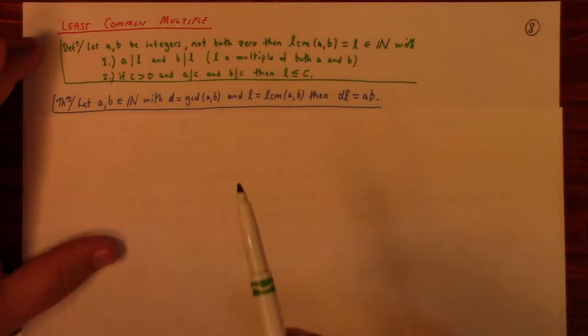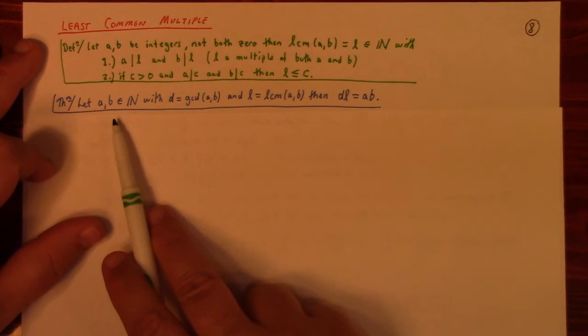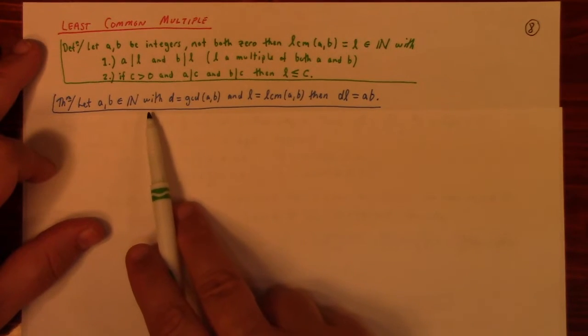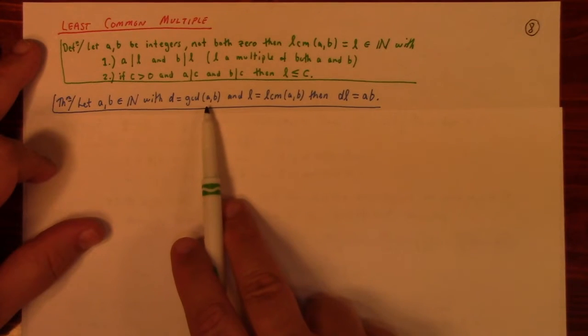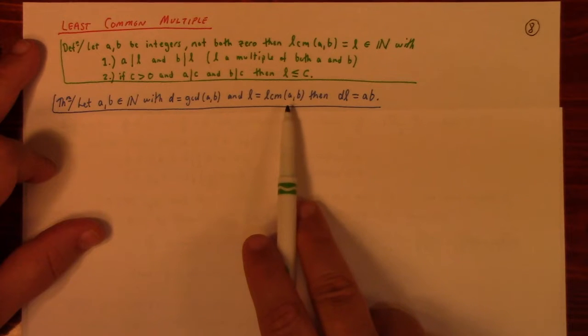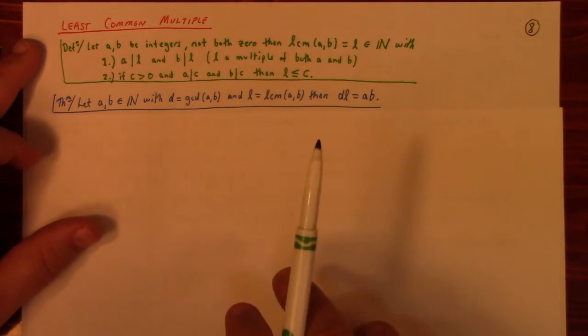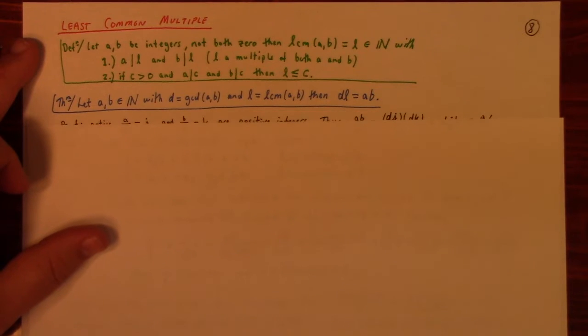There's a really neat theorem that relates the GCD and the LCM. And here it is. If we have a and b positive integers, with d equal to the GCD of a and b and L equal to the LCM of a and b, then the product of the GCD and the LCM is just the product of a and b. So that's pretty cool. So here's the proof.